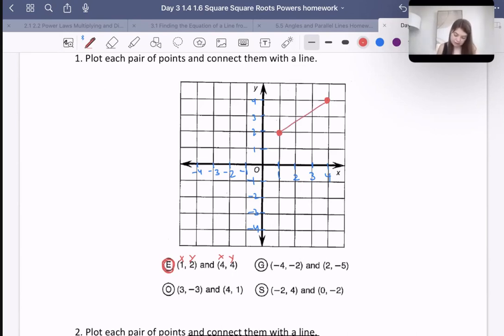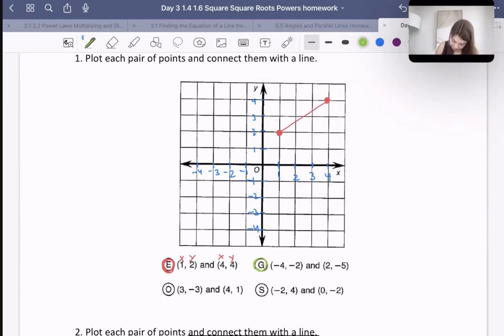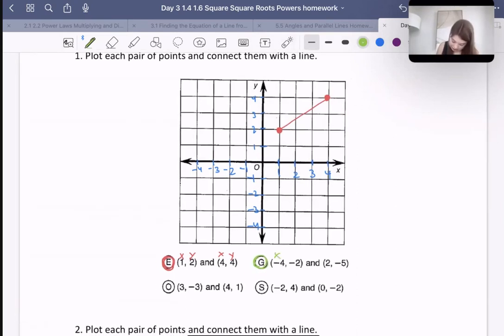So there's E. Okay, now I'm going to grab a different color pen, maybe green. I like green as well, for G. The first one says that x is -4, so we go all the way to -4 for x, and then -2, so we go down 2 with respect to the y-axis. And so our first point would be right here. Then the second point is 2, -5, so 2 across, and then 5 down would be down to there. And so that would be our next point. And then it says to connect them with a line. So let's do that.